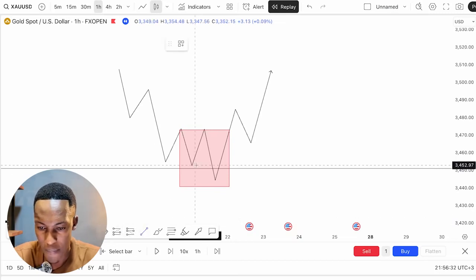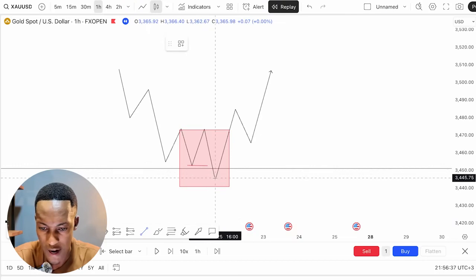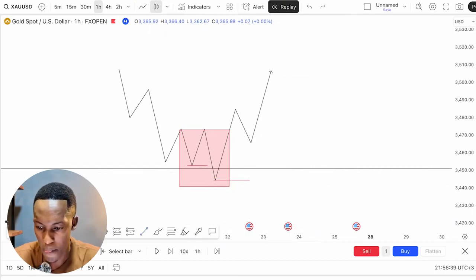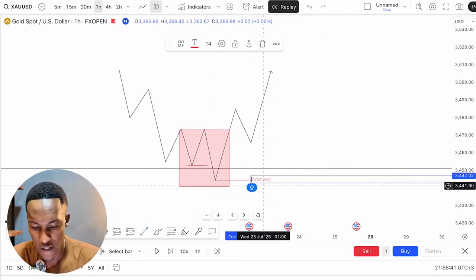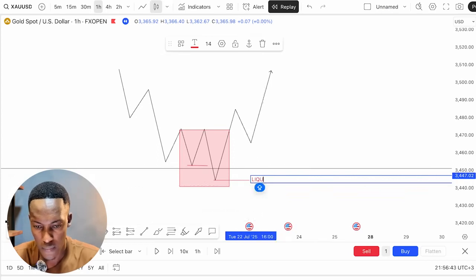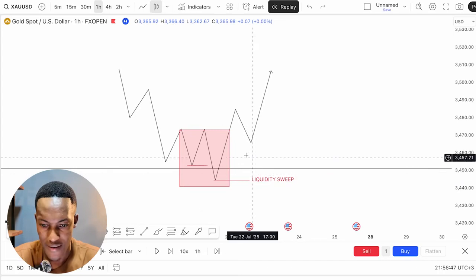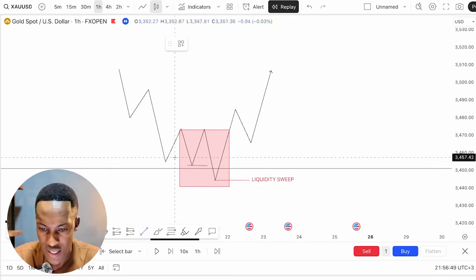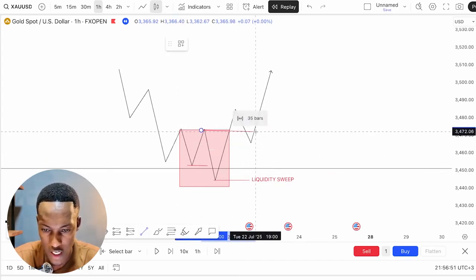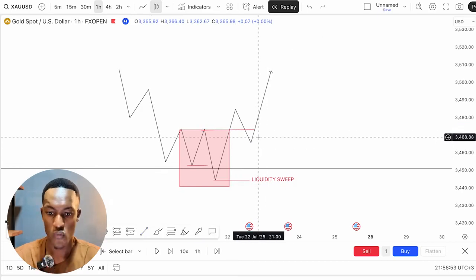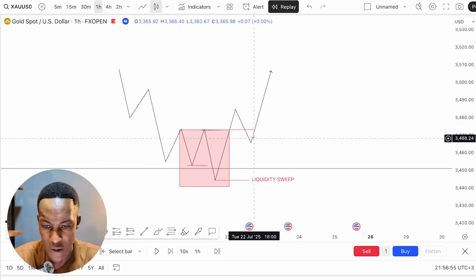Now, let me go ahead and mark out everything. So we have that, and then we do have this. This is where we have liquidity, okay? And then we also need to see this break of structure, all right? So your entry can only be around this area.